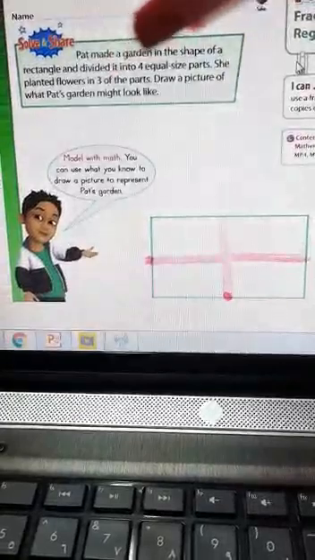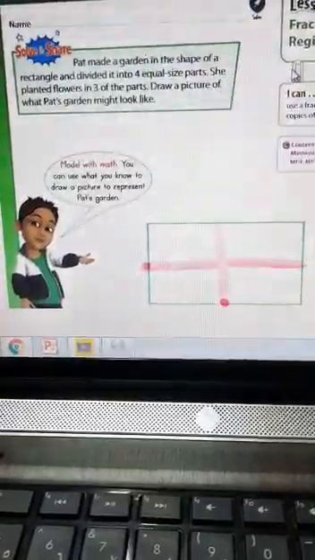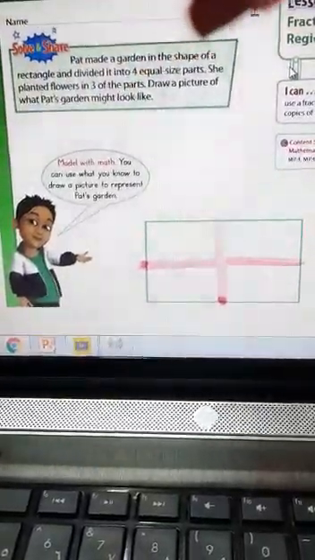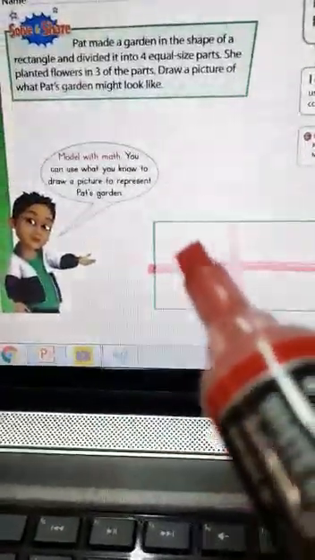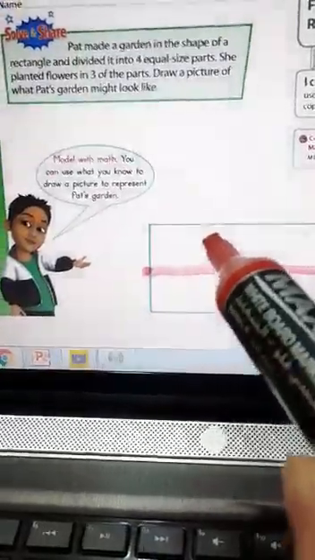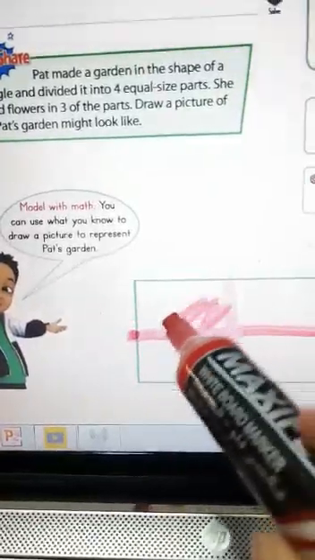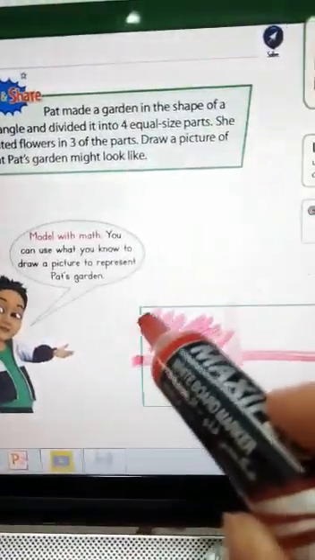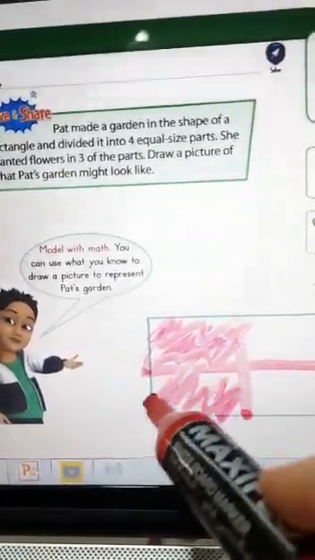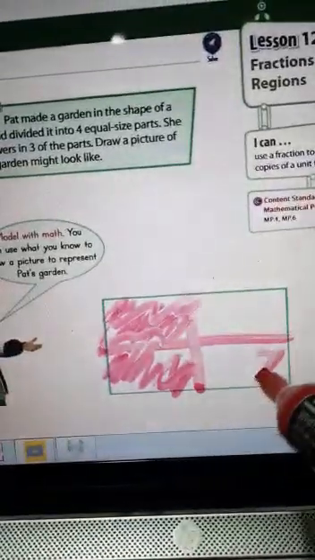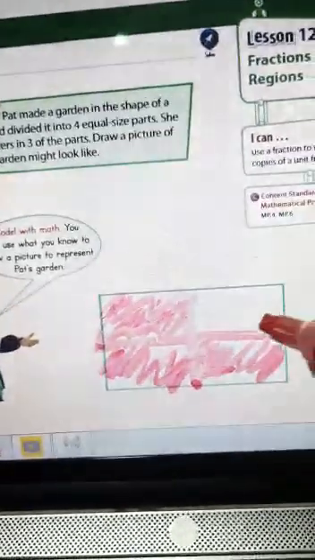Now, the question said first, divide to 4 equal parts. I tried to divide to 4 equal parts. Then she planted flowers in 3 of the parts. So what you are going to do here, you will shade color, it means, or shade. You know how, I taught you many times. Here, I will try to shade. How many? 3, they said. So this is 1, this is 2, and this is 3. So how many left? Only 1.